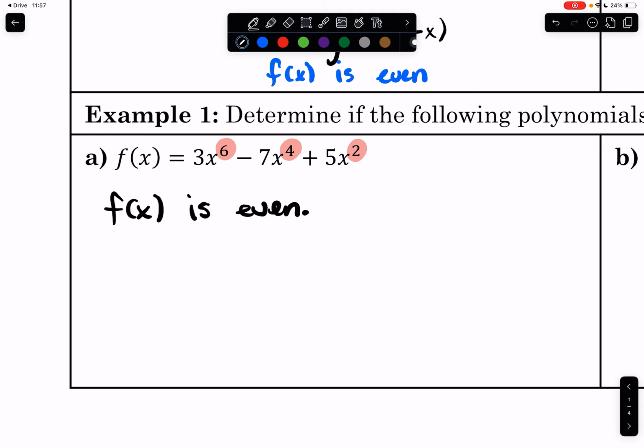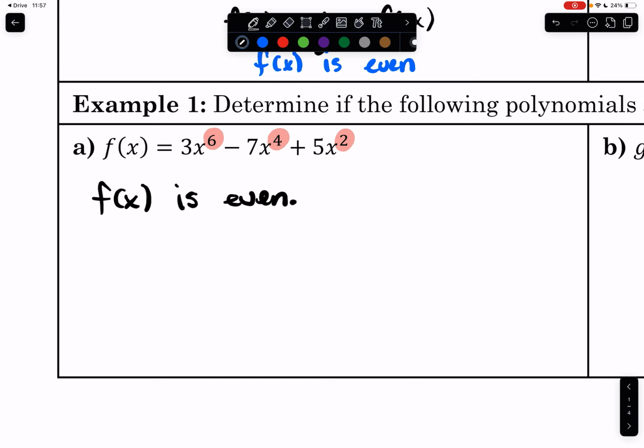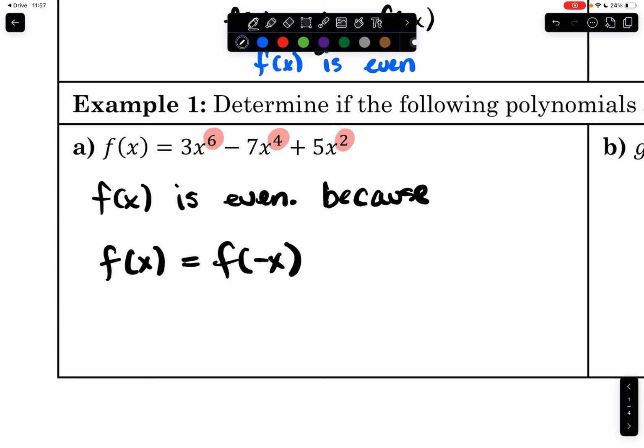But in order to explain it, you're not going to say that. You can't say that this function is even because the exponents are even. The degree of each term is an even number. That would not be an appropriate explanation. The appropriate explanation would be this. F of x is even because, even though we're not going to do the work, the reason for this is because f of x is equal to f of negative x. That's what's going to happen.